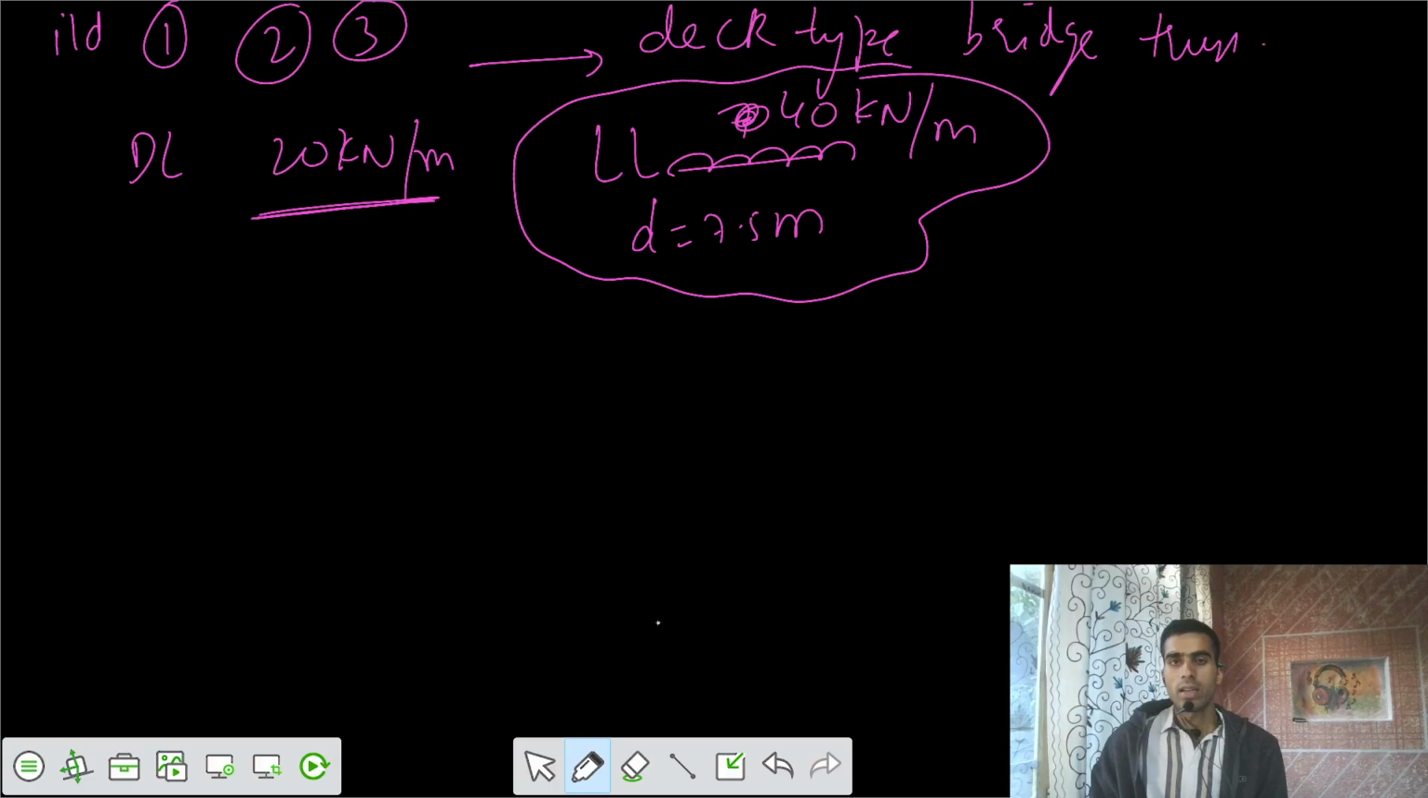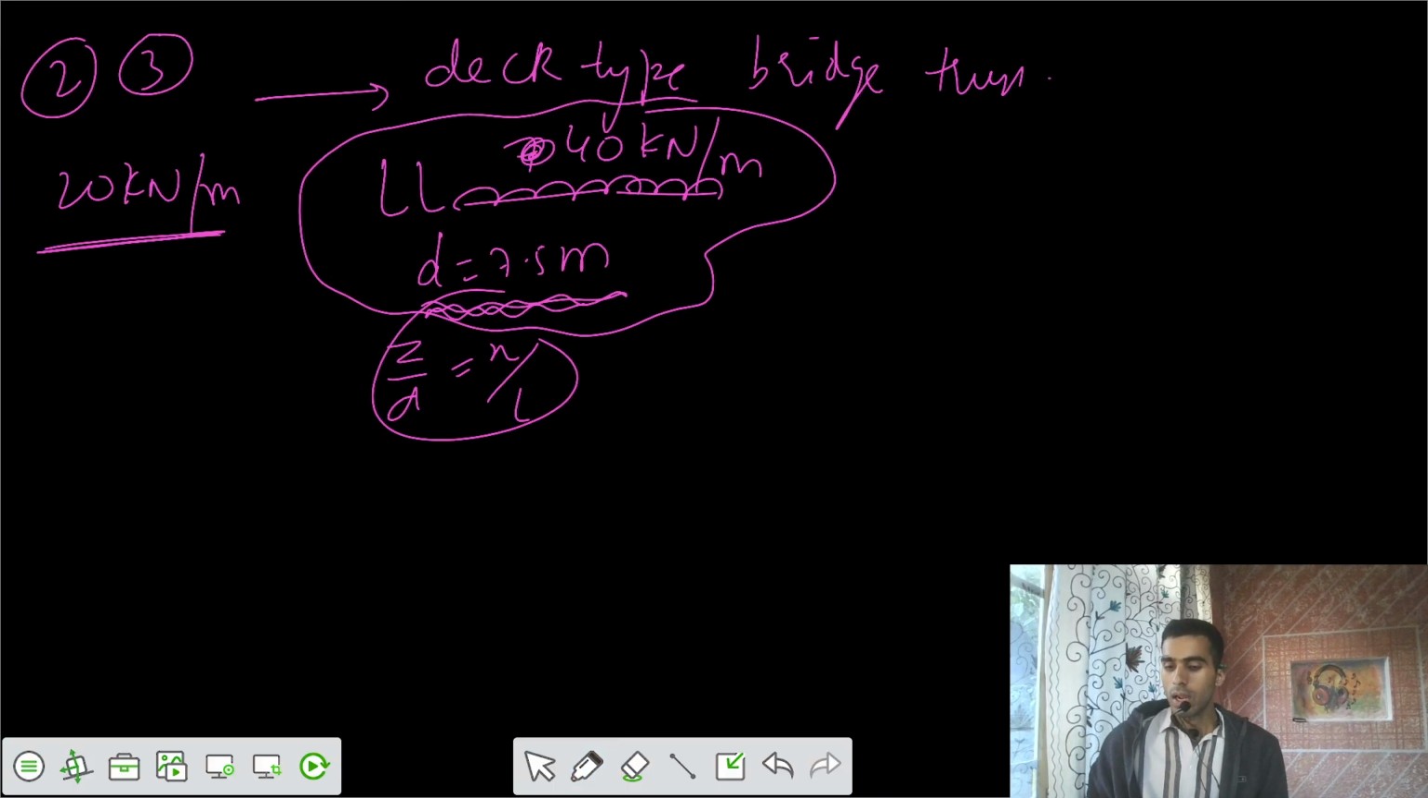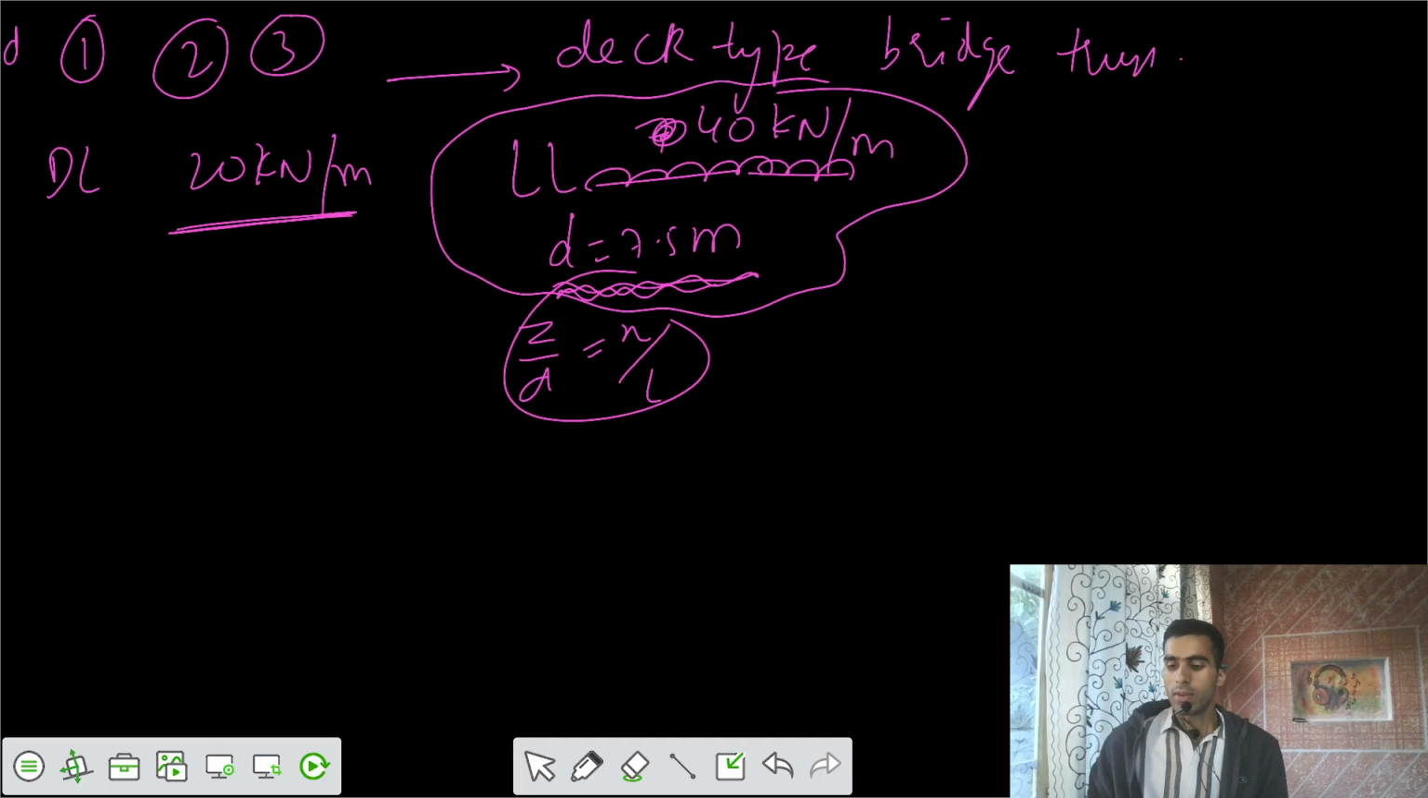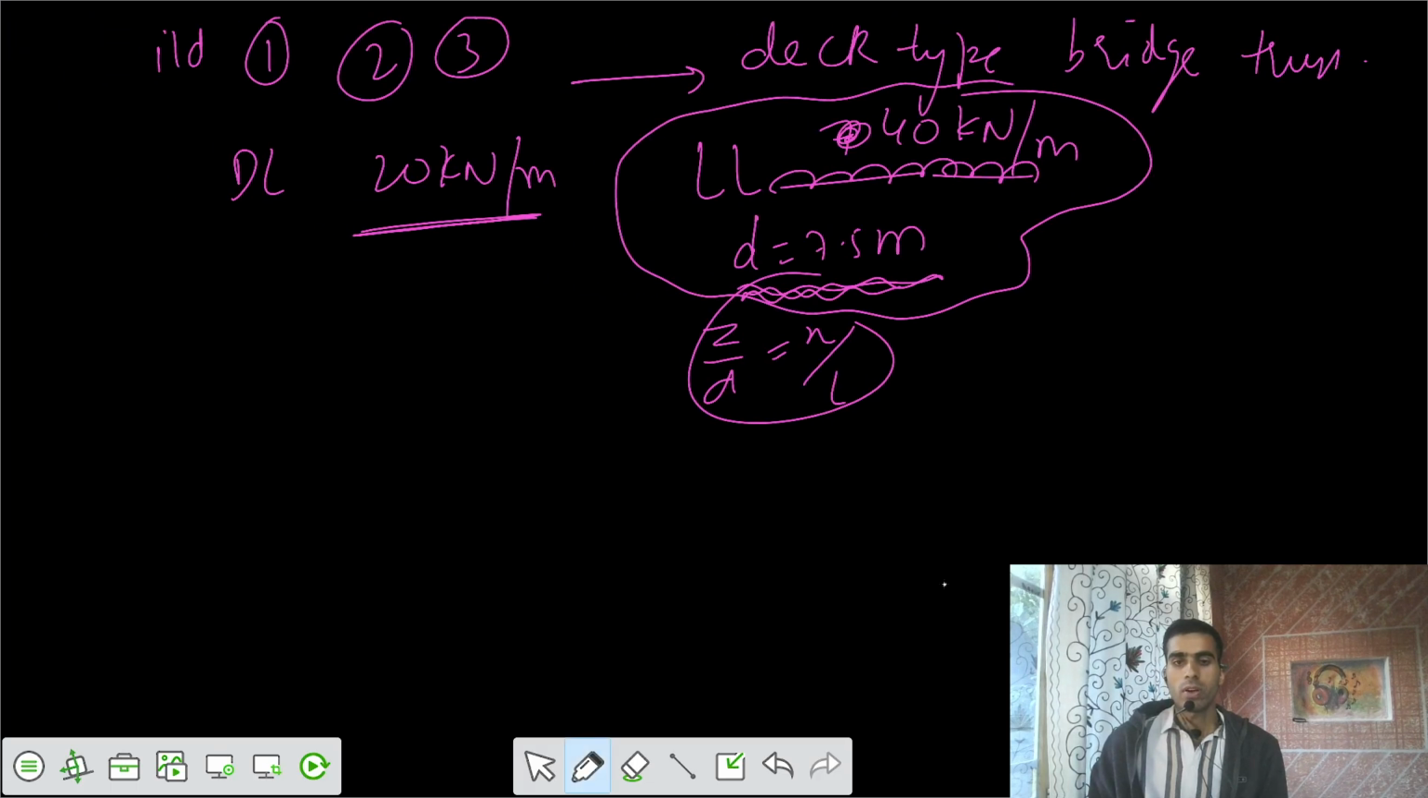So this is not D diagonal. This is the depth, that's the span of that UDL length that we have used during the derivation also. That's Z by D x by L. Okay. And one more thing is that we need to get design forces in those members. Once we got the ILD, then after that find the design forces in those members.